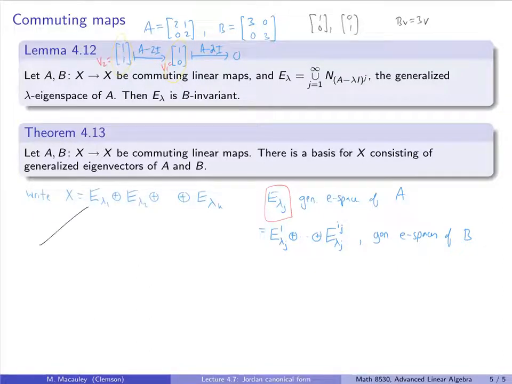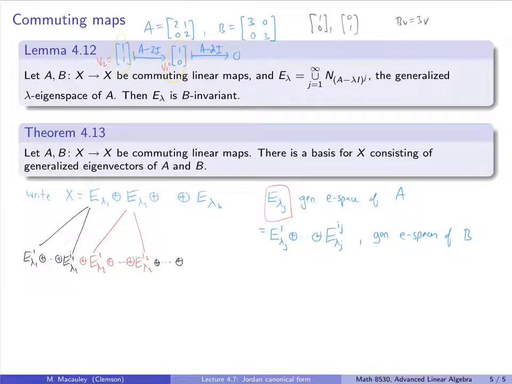So let me write this out. This is E_lambda1,1 direct sum up to E_lambda1,I1. And then the next one, we can write as direct sum E_lambda2,1 up to E_lambda2,I2, and then etc.